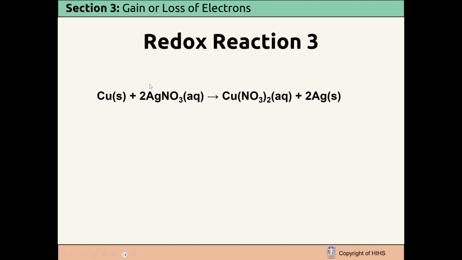Okay, so the last reaction for the gain or loss of electron. So pause this video here, figure out everything yourself first, and then I'll go through. In terms of gain or loss of electron, which of the reactants is getting reduced, which of the reactants is getting oxidized. Okay, so pause here, take as much time as you need, and then we'll go through this together.